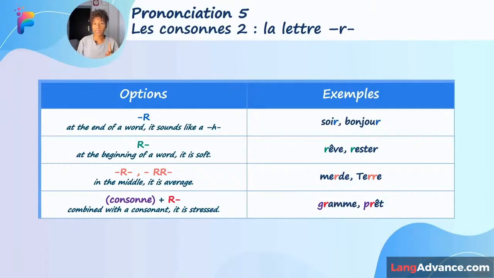Now, when you have a single R or double R in the middle of a word, its strength is pretty average. Like in merde. Merde. Or in terre. Terre. When R is grouped with a consonant, then we have a stressed R. It is much stronger, like in gramme, gramme. You can really hear it, right? Or in prêt, prêt. R is not easy to pronounce, but if you keep practicing, you get better at it.